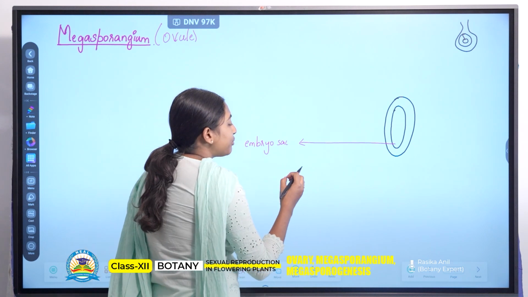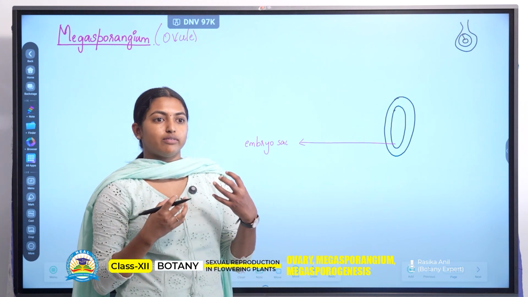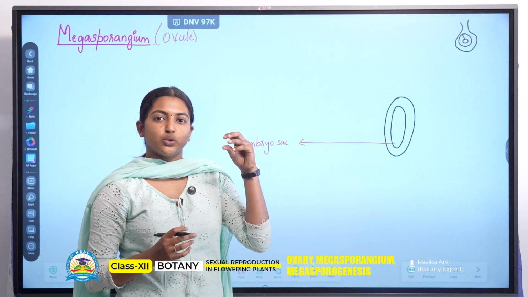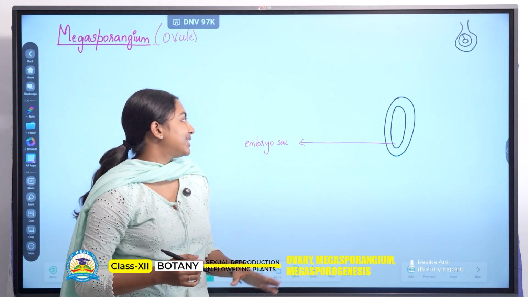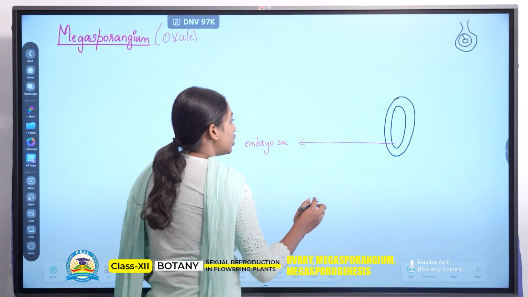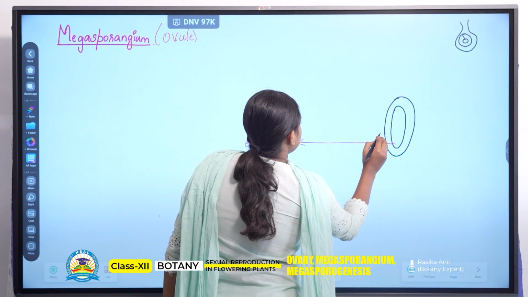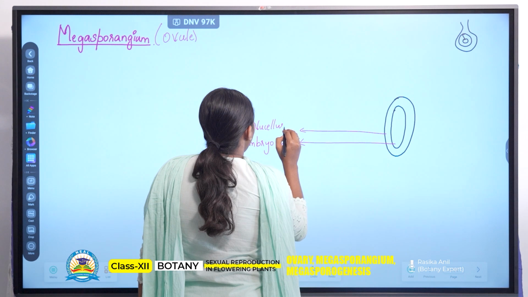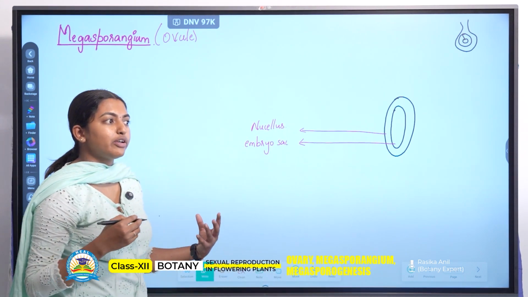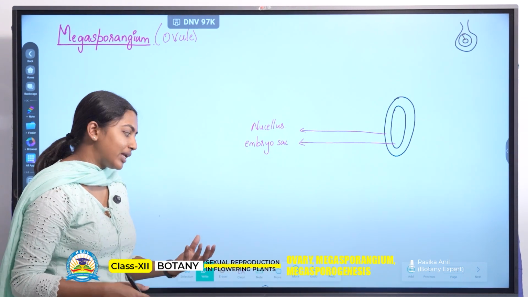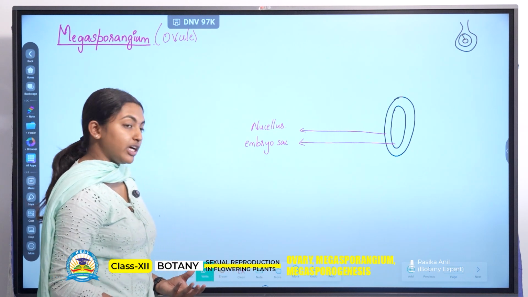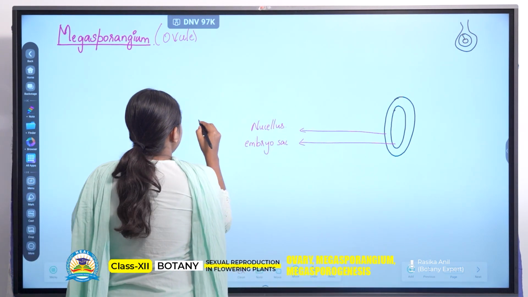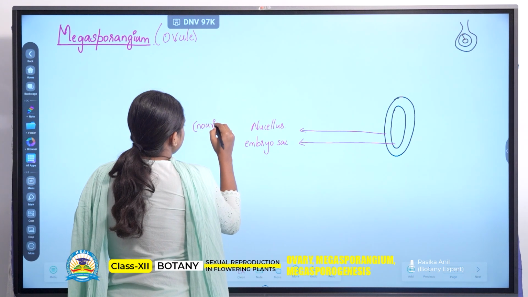And outside the embryo sac, I told you, whenever you have an important cell, you will have a nourishing cell around that. Just like sporogenous tissue and your tapetum, the same way here, embryo sac also has one more cell, just near to that, called the nucellus. So what will be the function of nucellus? It will be for nourishment. It will have a multinucleated condition. It will help for nourishment and all, right? Fine. So I can write that also. It is for nourishment.